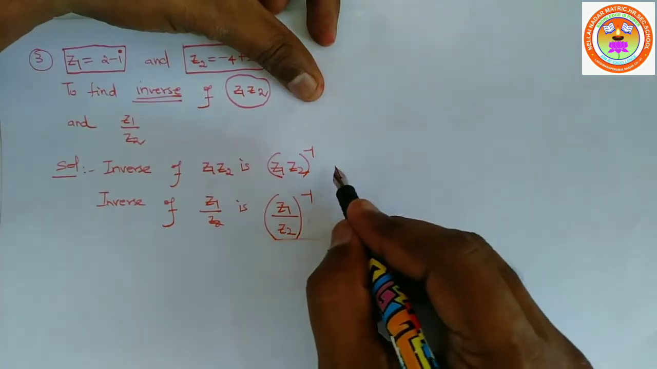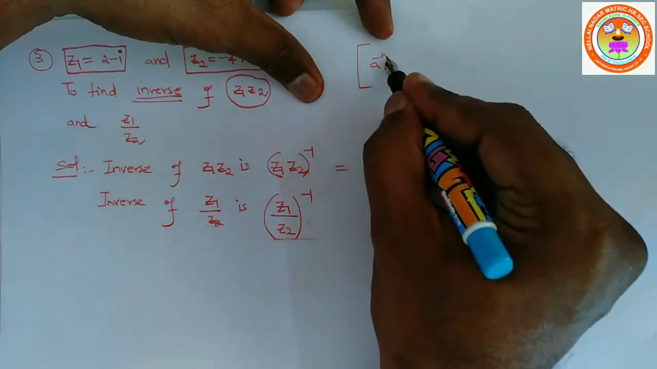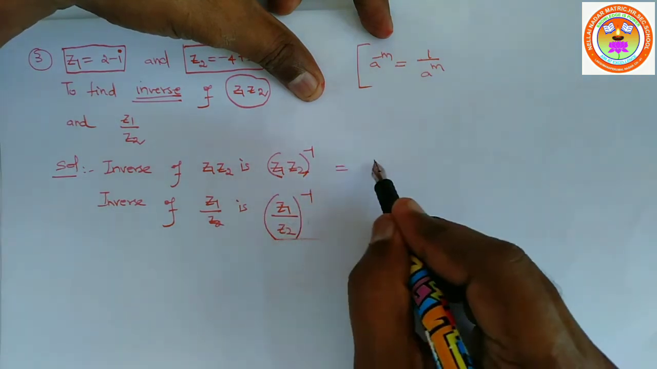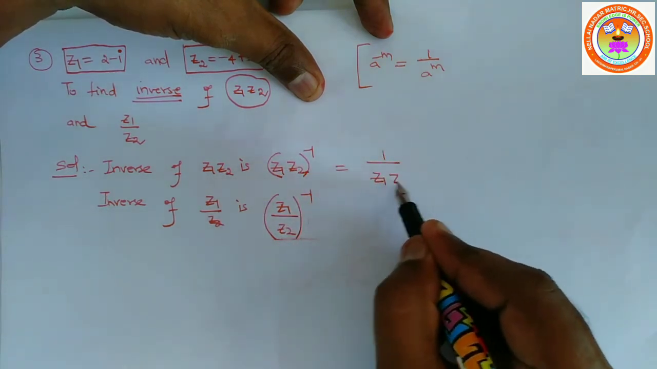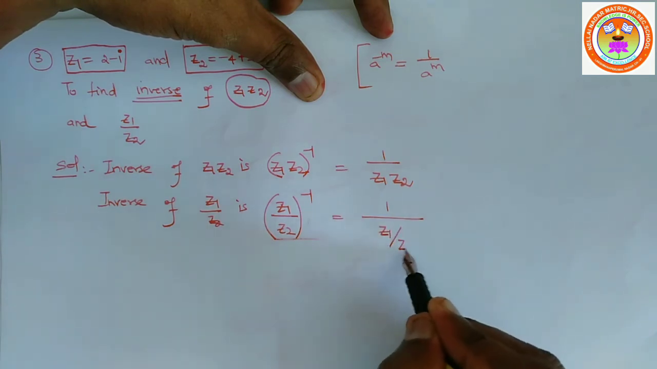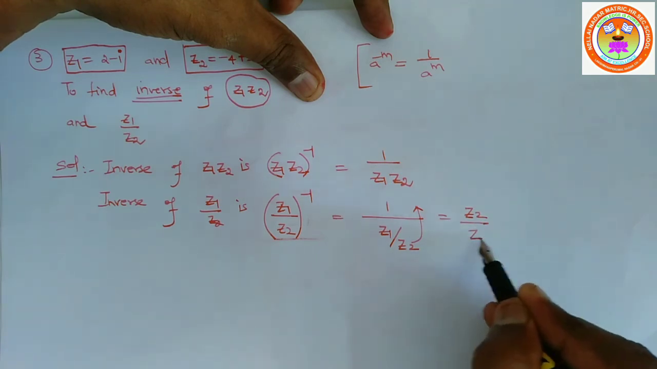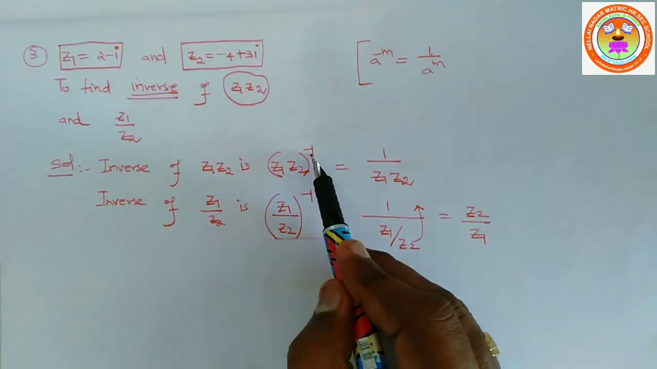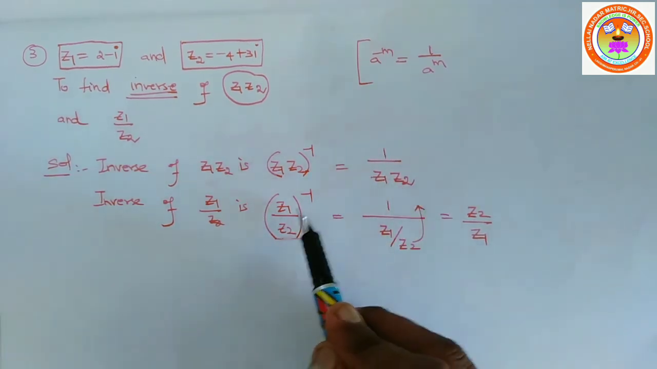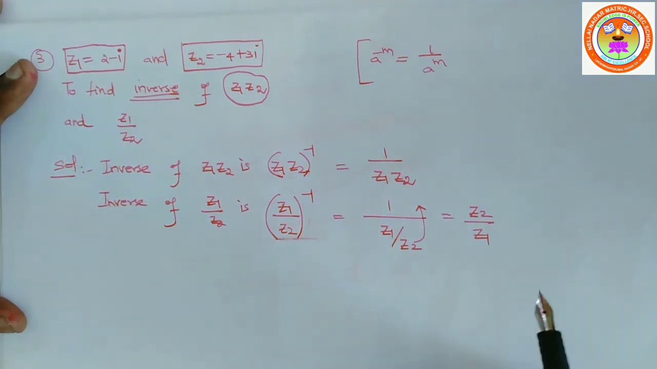So how can I write this inverse? This inverse can be written using the formula: a power minus m can be written as 1 divided by a power m. The same format: 1 divided by z1 into z2, and 1 divided by z1 divided by z2, in which z2 comes upon z1, that is z2 divided by z1. So this power minus 1 can be put in the denominator: 1 divided by z1 z2, and 1 divided by z1 by z2, which is z2 by z1.